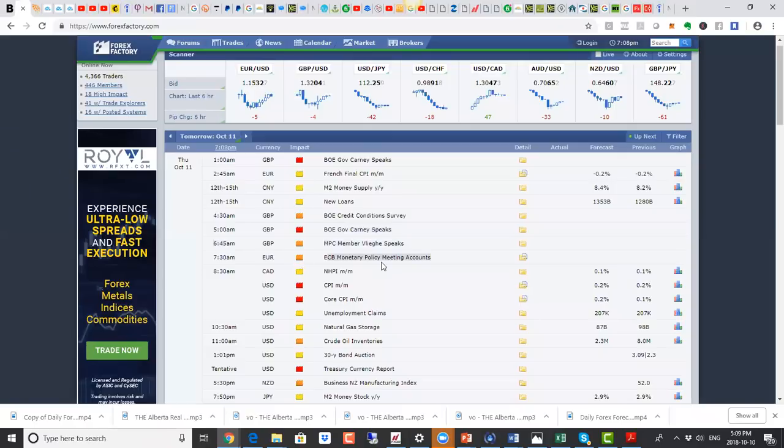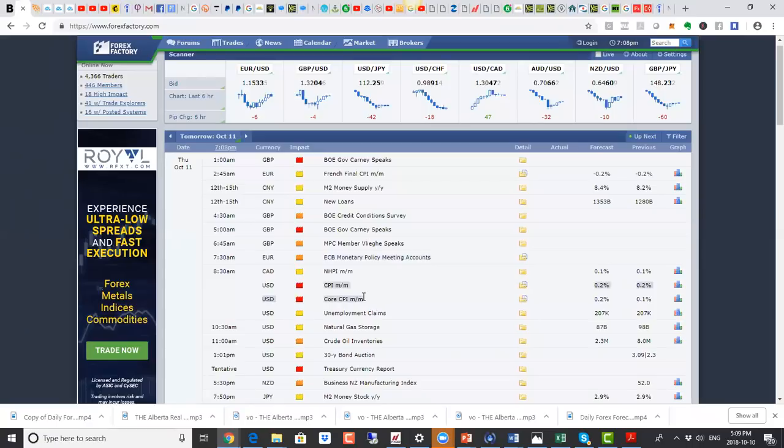ECB monetary policy meeting account. So this is like FOMC or Fed meeting minutes. So important, even though we're not really expecting any rate change or anything else, it just gives a direction as to if something has changed from ECB, it will show up in the meeting minutes. So it'll provide direction in terms of how ECB is thinking for their monetary policy. So this is important. And then we have CPI and core CPI.